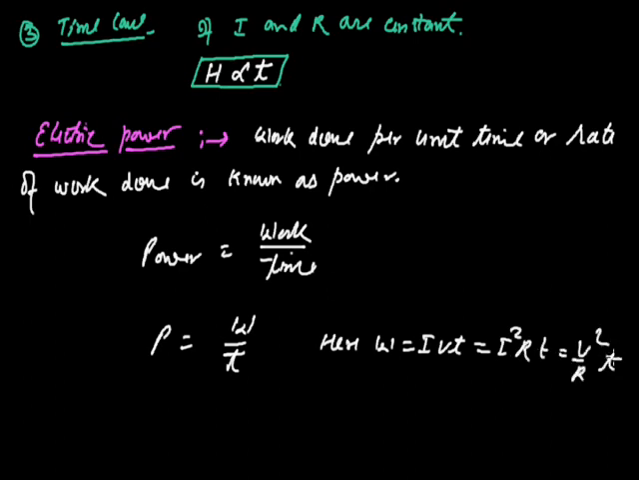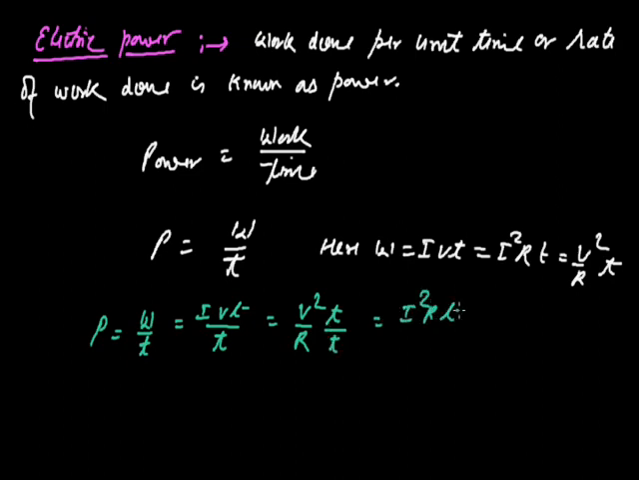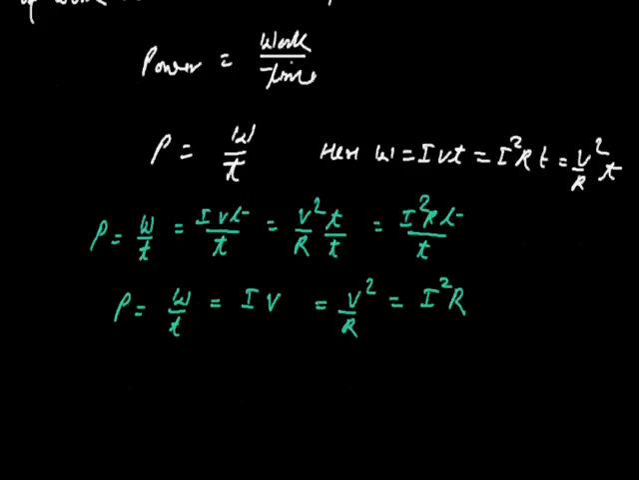So on putting these values of W, we can find P is W by T, equal to IVT divided by T, V square upon R into T upon T, I square R into T upon T. We can also write P is IV, that's V square upon R, also equal to I square R, and these are the formulas for electric power.